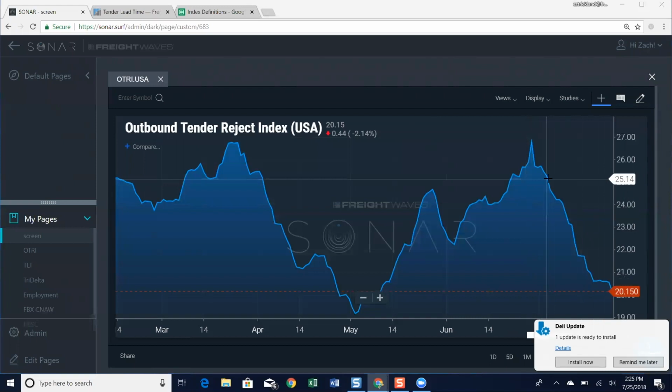I'm going to continuously point back to the broader economy in some of these, just so we have a point of reference. I know that tender rejection indexes are new to a lot of people, so I really want to paint a good picture of what they mean and how relevant they are. And I think a lot of people can relate to that in terms of the broader economy movement.